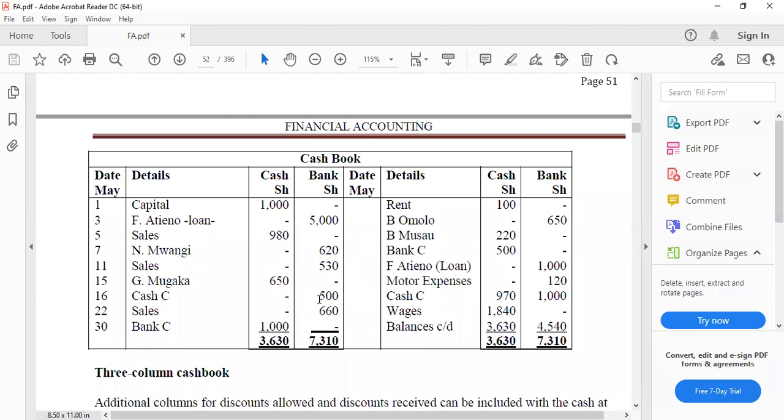That means the bank increased by 500 and the cash reduced by 500, and this is what we're calling the contra entry. Also the same here, the cash reduced by 1,000 from bank, and then the bank increases the cash by 1,000. So these are the transactions as they appeared in the illustration above.